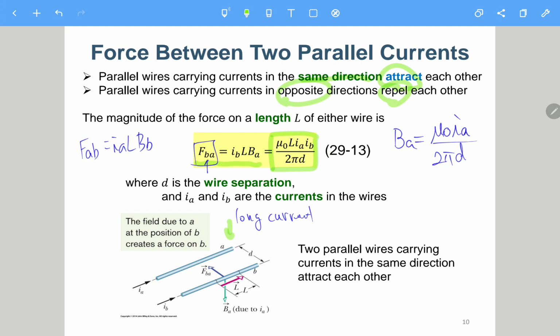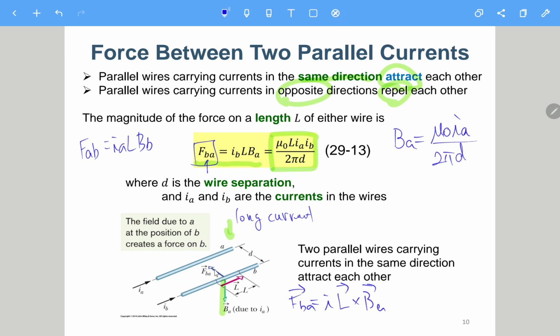Of course this is a 3D graph, so this is just pointing downward. Here we use the right hand rule to determine the direction of BA. You use your thumb pointing this way, and your forefinger will point to this. FBA will be pointing downward. And then L just follows the direction of IB, so L and BA are perpendicular to each other. The vector FBA will be L cross BA. L is pointing in that direction, B is pointing to this, so FBA will be pointing in this direction.